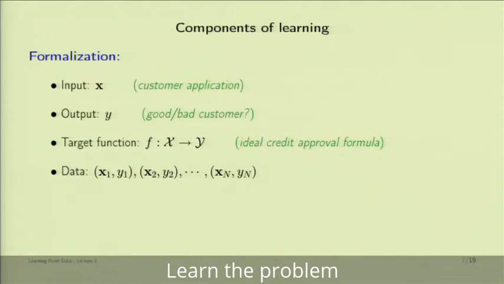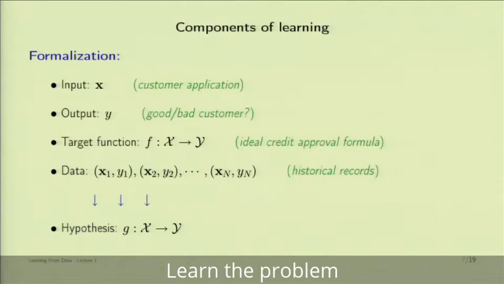So this is the data. And then you use the data, which is the historical records, in order to get the hypothesis. The hypothesis is the formal name we are going to call the formula we get to approximate the target function. So the hypothesis lives in the same world as the target function. And if you look at the value of g, it supposedly approximates f. While f is unknown to us, g is very much known. Actually, we created it. And the hope is that it does approximate f well. That's the goal of learning.